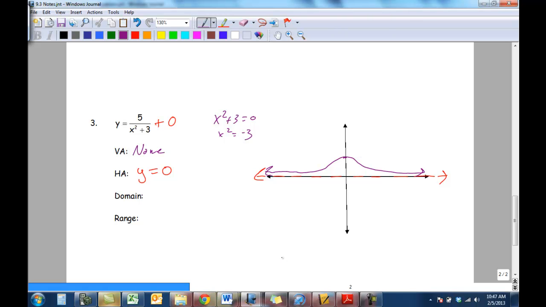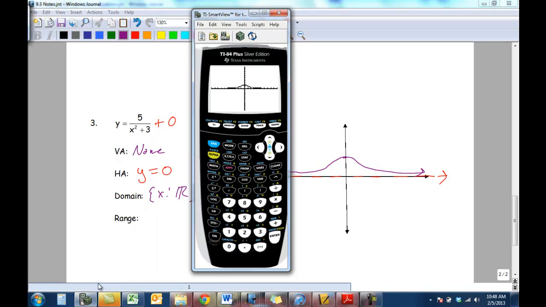So the domain, what x value is not being used? As it turns out, none of them, right? Everything gets used, so the domain is all real numbers. But the range, are any negatives getting used? No, no negatives are being used. And it looks like it maxes out here. So how are we going to figure out where that max out point is? That's right, our max function again.